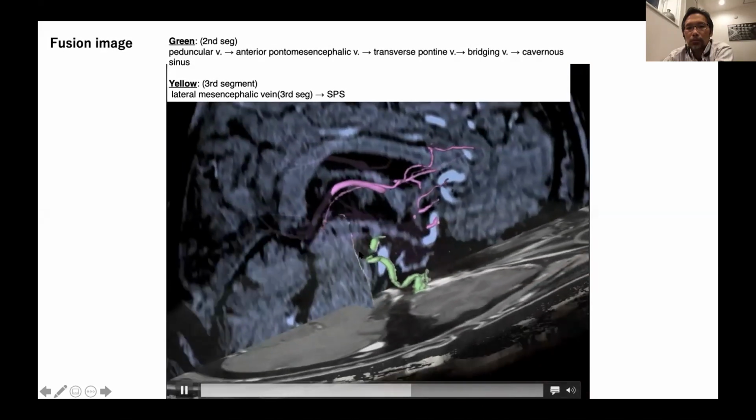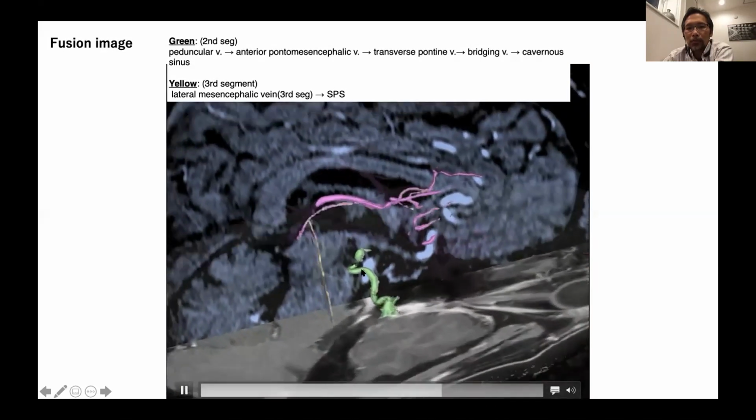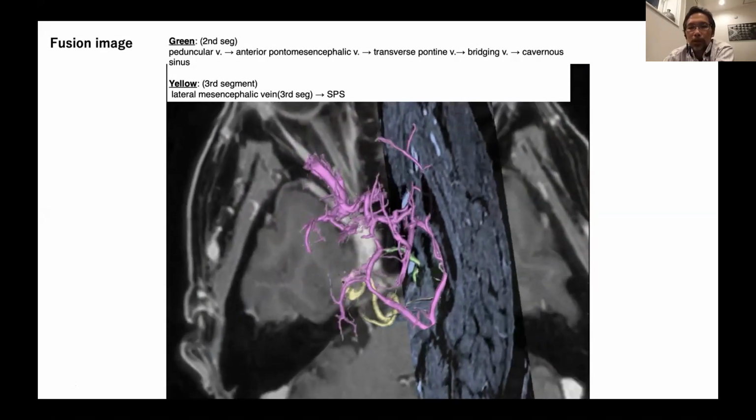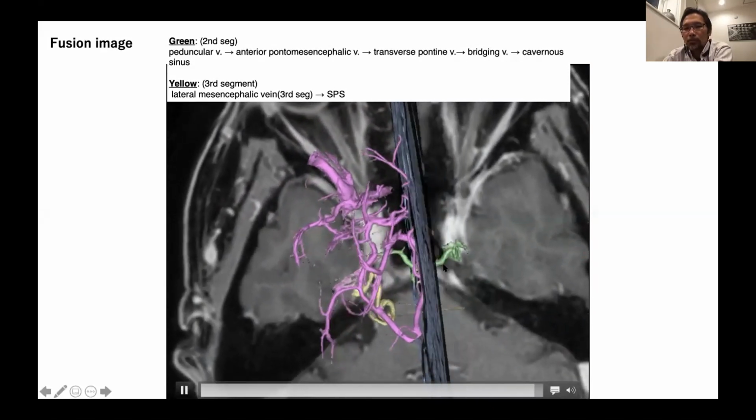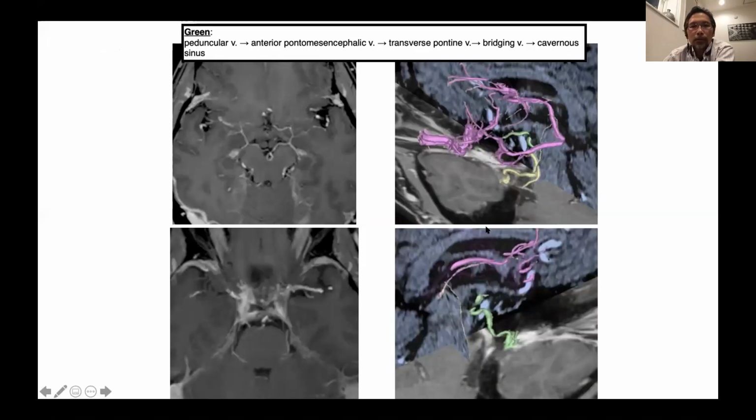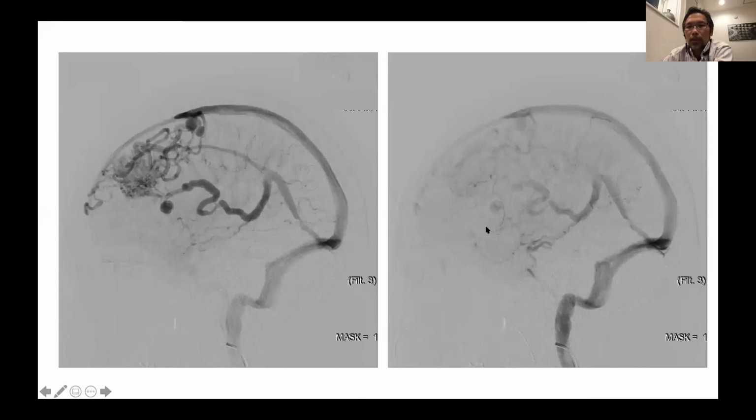So this one crosses the midline, not at the pecum vein. It goes down a little bit more into the posterior fossa to drain into a bridging vein into the posterior part of the cavernous sinus. Okay, so this is the same thing. We will skip that. Okay, we look at some cases.